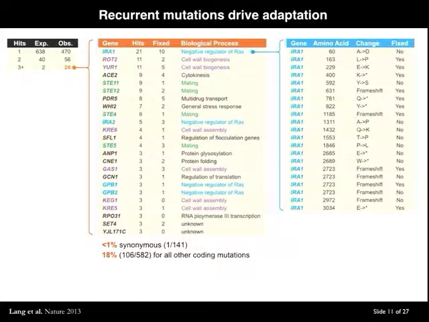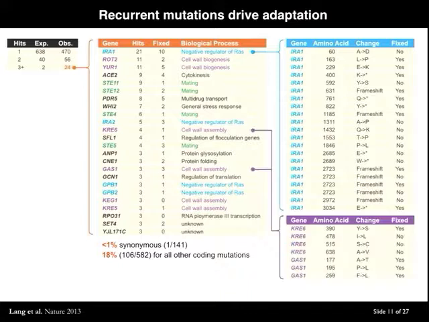Because we've sequenced them all, we know exactly how they're changing as well. So these are the 21 different mutations that arose at IRA1, and you can see that it's missense, nonsense, frameshift. So this suggests that, at least for IRA1, we're likely selecting for loss of function of this protein.